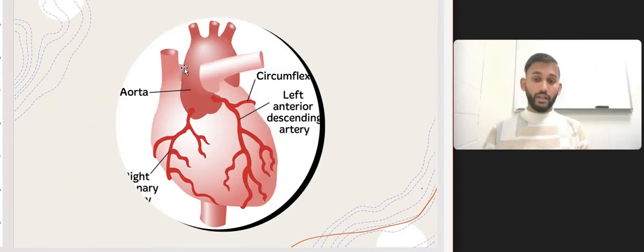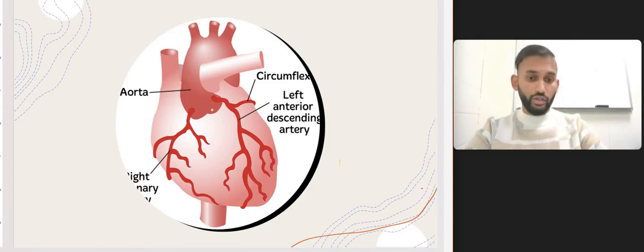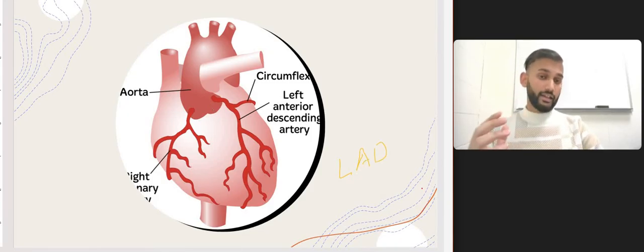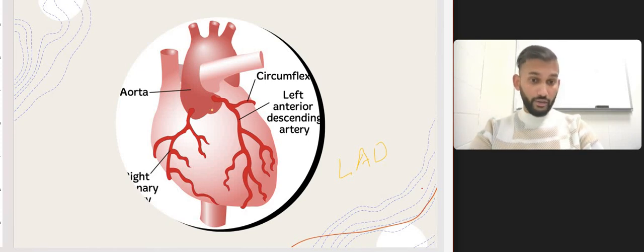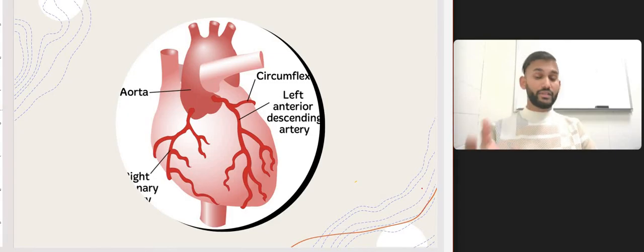We have several arteries that supply blood to the heart, such as the right coronary artery, left circumflex artery, left anterior descending artery, and so on. For this class purpose, I want you to just know at least one of the arteries, which is the left anterior descending artery, or in short form, you will see LAD. LAD is one of the coronary arteries that supplies blood to the majority of the left side of the heart, and the left side of the heart is what pumps the blood to the whole body via the aorta.